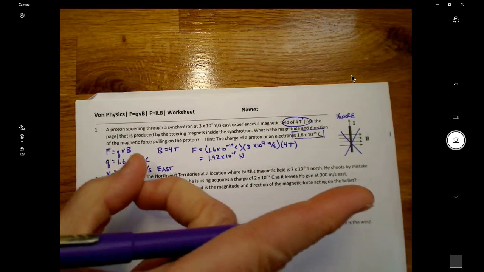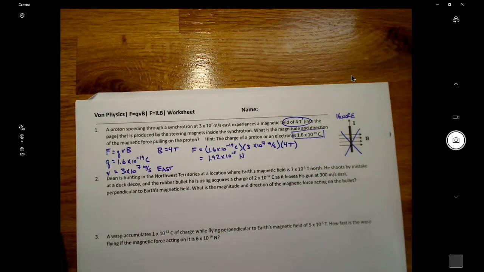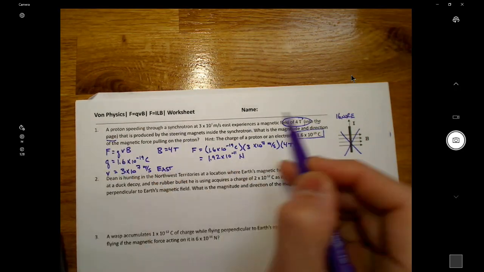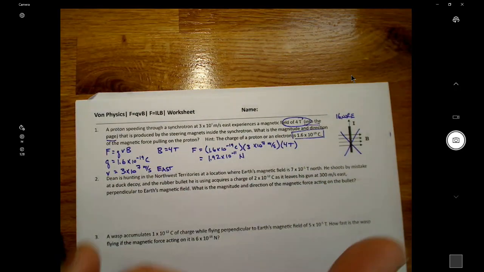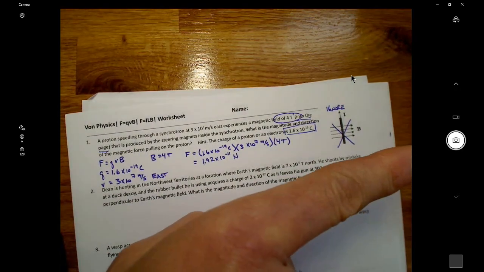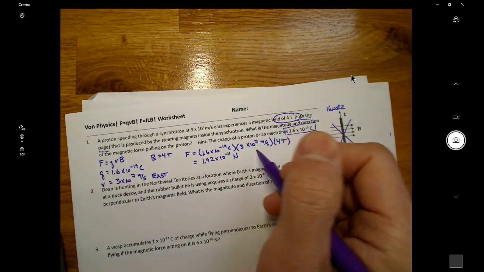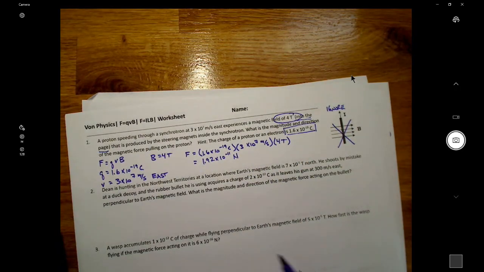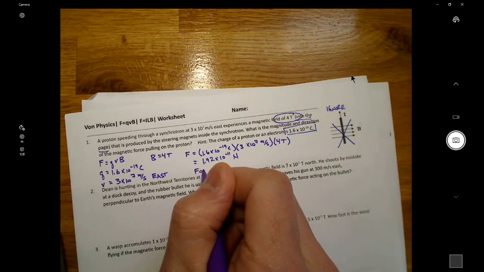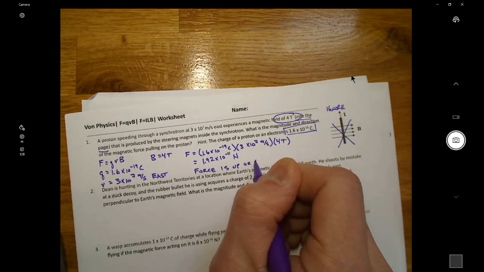So my index finger points to the right. The magnetic field, they say, is going into the page here. So index finger goes to the right, middle finger points down. My thumb then is now in the up direction. And so up means north. So now that means that the force is up or north.